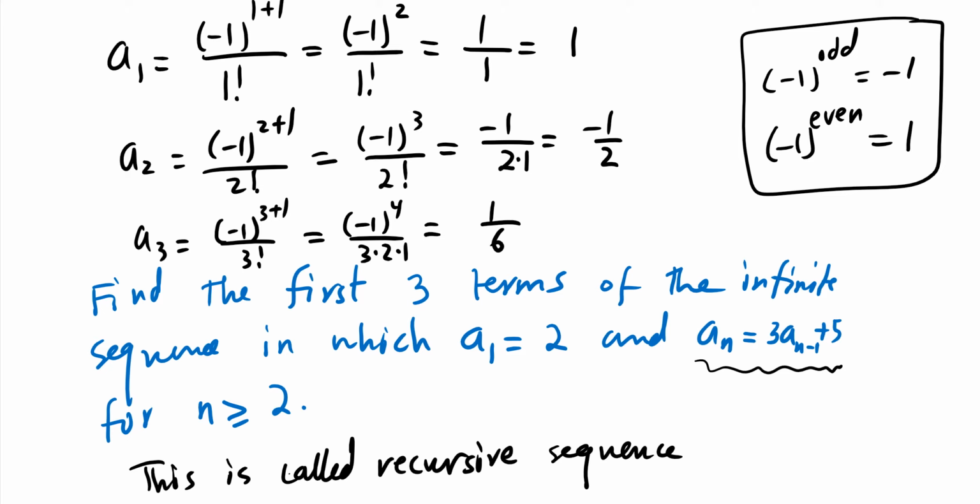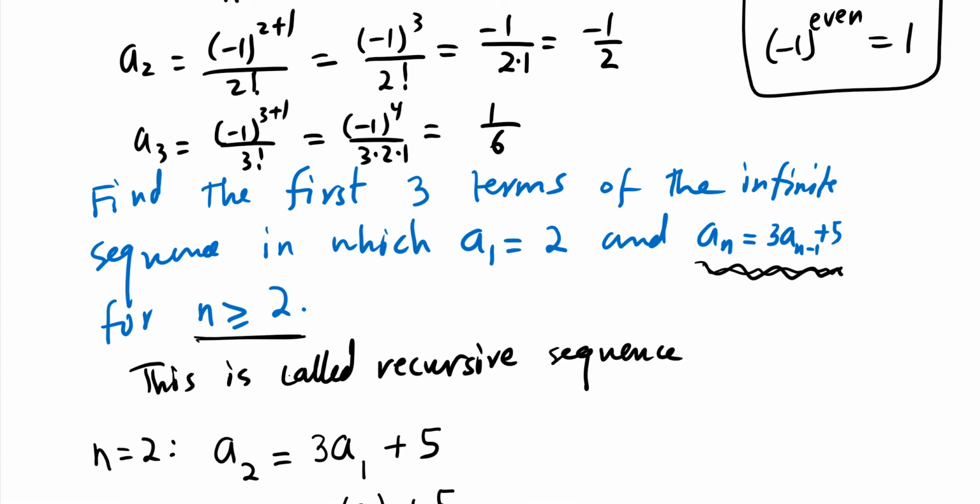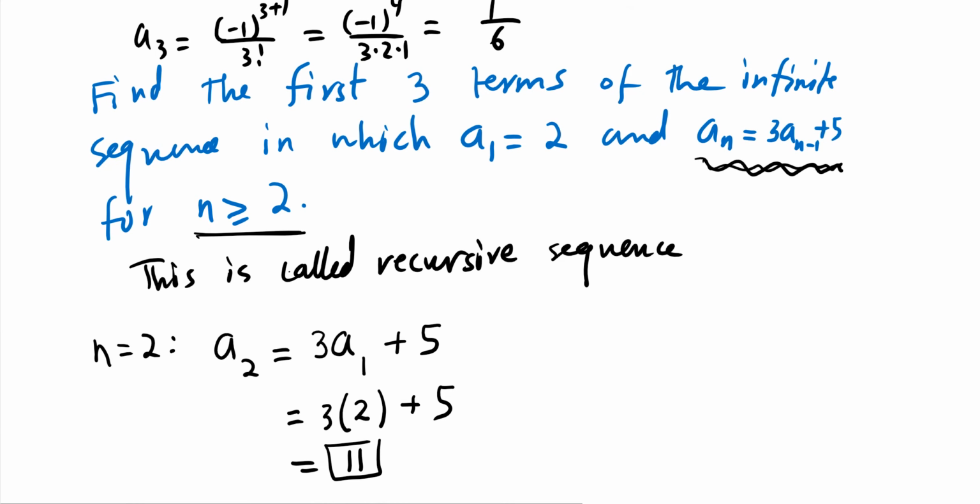So first thing, notice how n is bigger than or equal to 2. So I can start by taking n equals 2 first. If I take n equals 2, substitute it into this formula here. So what do we get? We get 3 times a1 plus 5. But a1 is given as 2, so we're going to substitute that in. 3 times 2 plus 5. 6 plus 5, 11. That's when n equals 2.